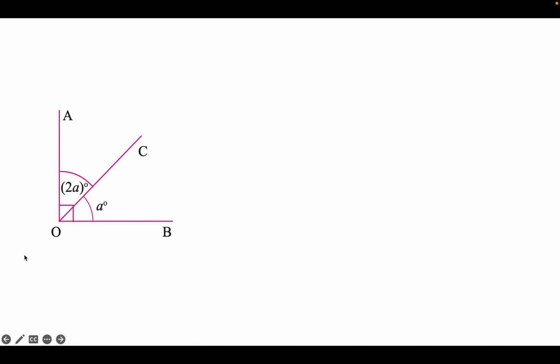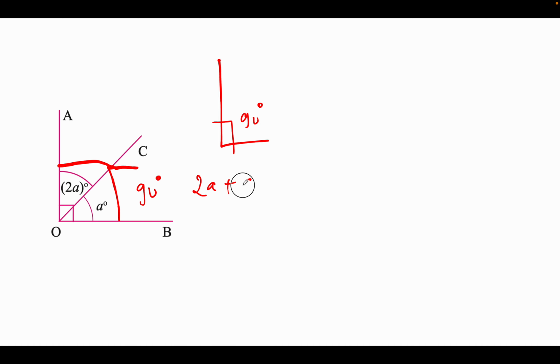Now I am going to find the angle A and 2A. For this, we know that the sum of the right angle is 90 degrees. So we can say that this total angle is equal to 90, meaning 2A plus A equals 90 degrees.